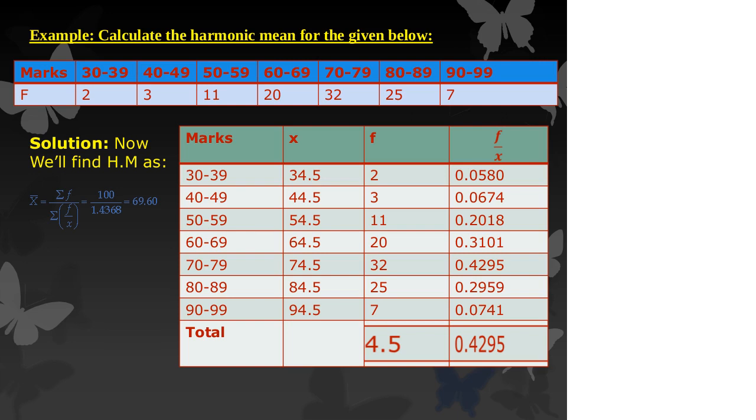Then the next class we have 50 minus 0.5, and the upper limit we have 59 plus 0.5. Let us begin. Hope you are done.